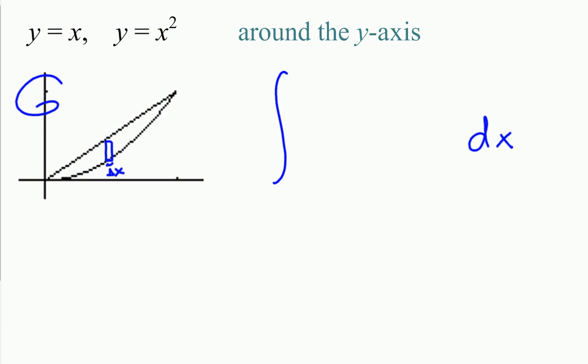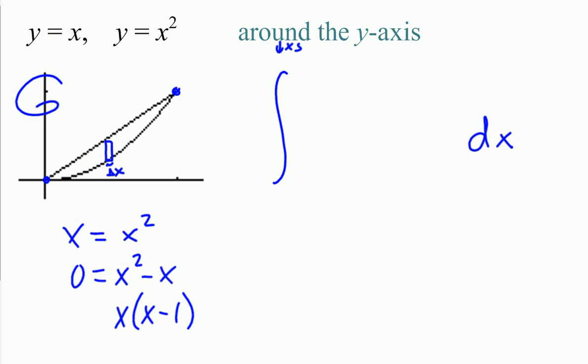Then I might just see where my x's go between, because I know this has to be x's here. So I say, where does x equal x squared? And so where does x squared minus x equal 0? And we do the same sort of factoring we did before. And we can see that's going to happen at x equals 0 and at x equals 1. So from 0 to 1. Now, because the shell method is circumference, the 2 pi is just always out front.